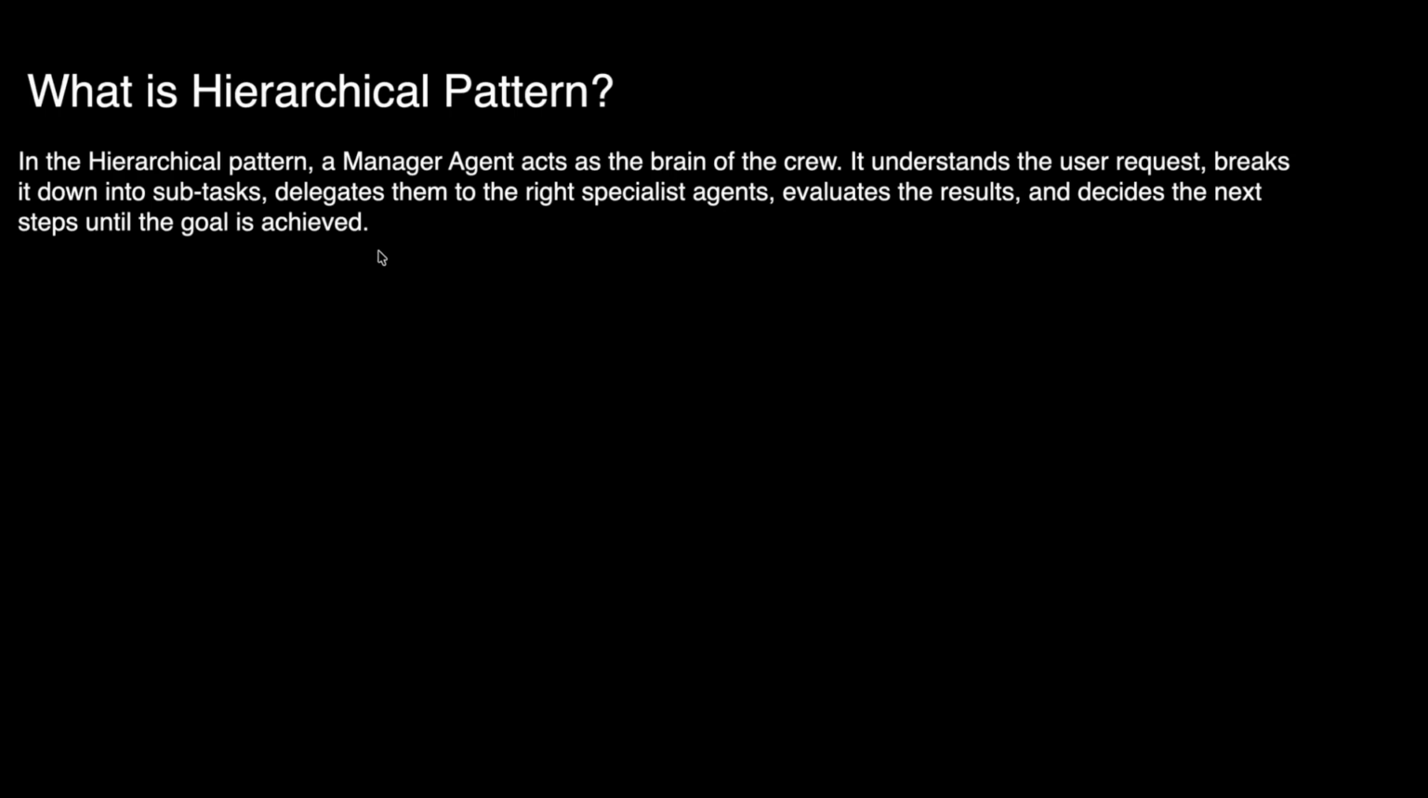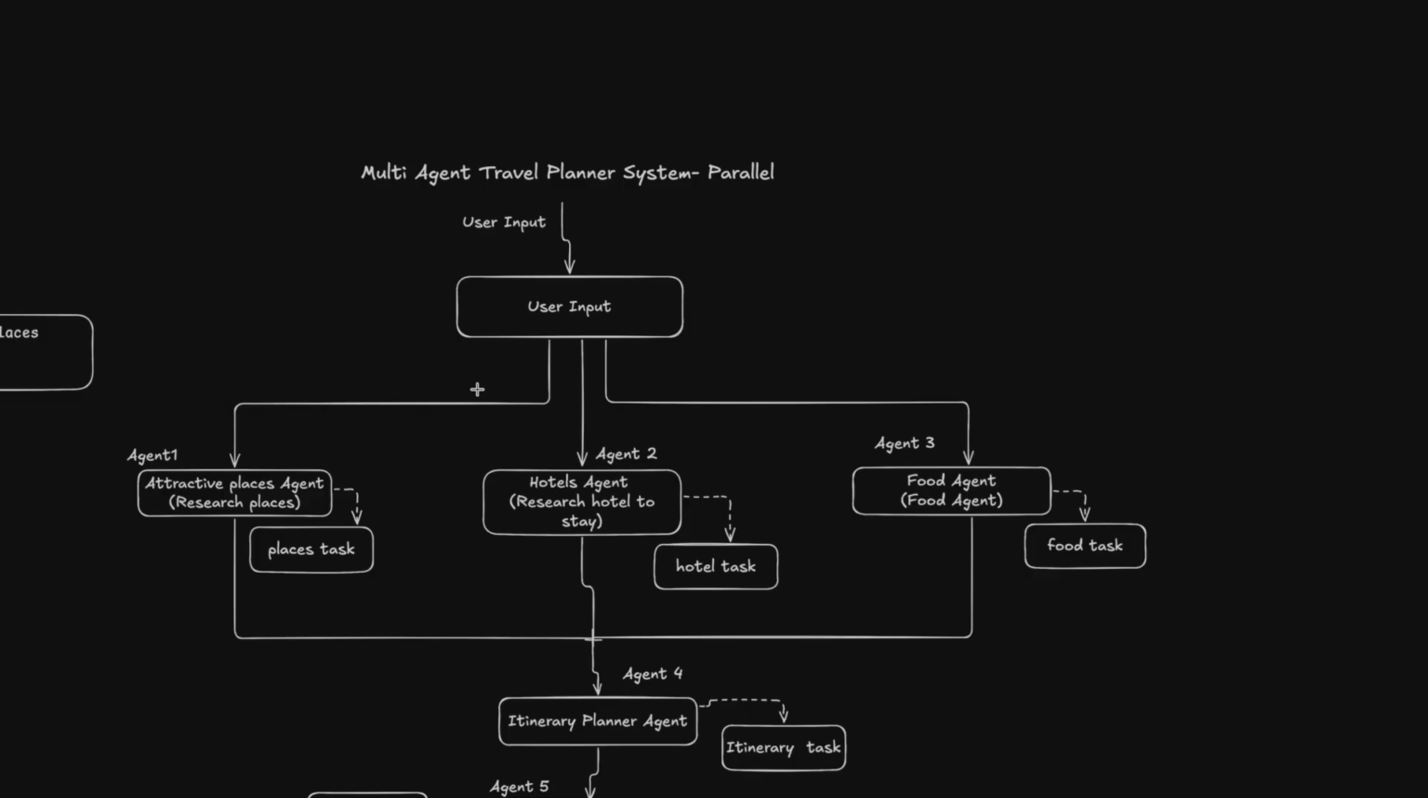In the previous session, we learned how to execute agents in parallel. For each agent, we had a different task. To understand this in a better way, let's see the diagram so that we get a clear understanding of what the hierarchical pattern is. This is the flow diagram of the parallel multi-agent system which we have seen in the previous session, where user input comes and we have multiple agents that run in parallel. Then we can have different agents which run in sequence.